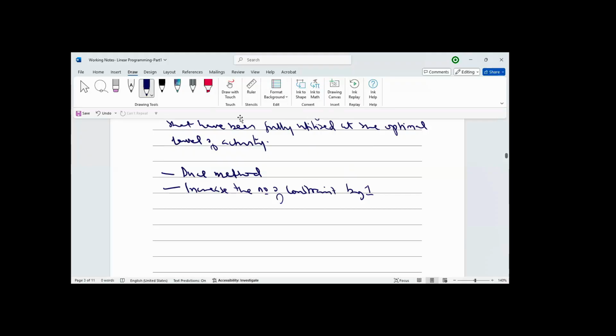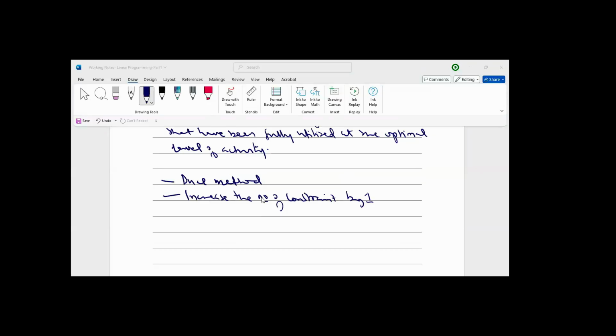Hello, sir. Yes, go ahead. Help read what you wrote last. Increase the number of constraints by 1. Increase the number of constraints by 1.